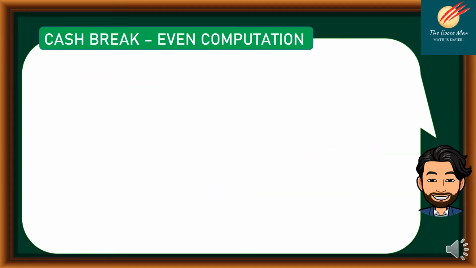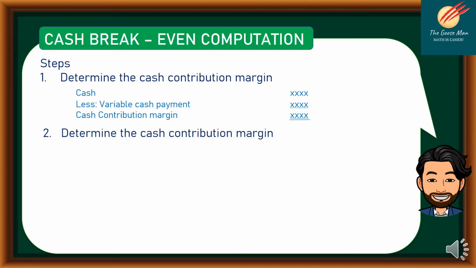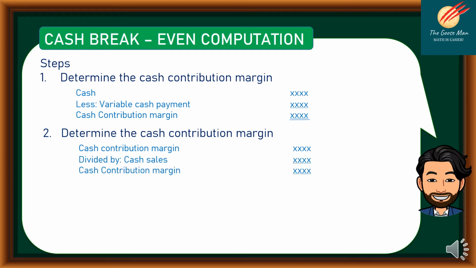Here are the steps in cash break-even computation. The first one is determine the cash contribution margin. Meaning to say, we have the cash sales less variable cash payment, which is equal to your cash contribution margin. The next one is determine the contribution margin ratio. We have the cash contribution margin divided by the cash sales. So this is your contribution margin ratio.